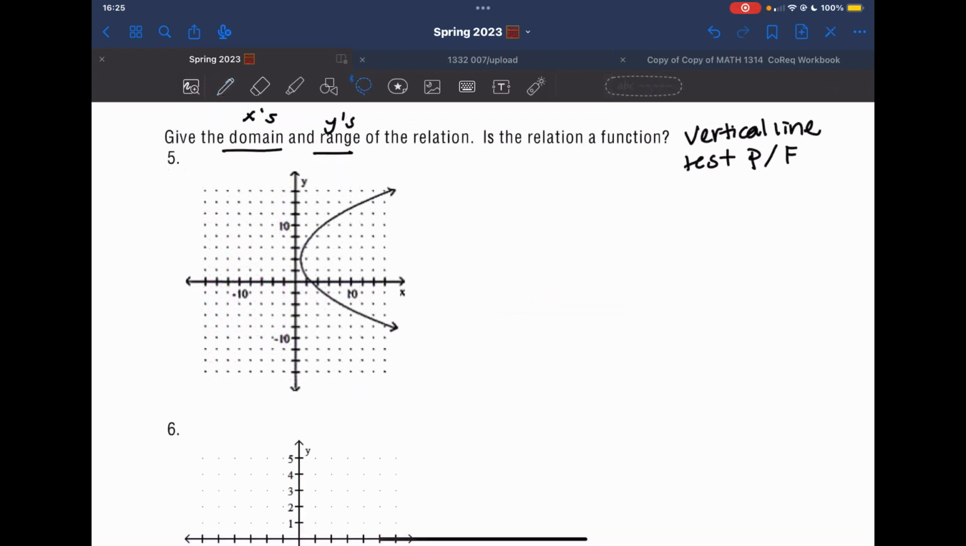The domain and range of the relation is relation or function. You're going to determine if the relation is a function based on the pass of the vertical line test. A pass means it's a function. A fail means it's just a relation.